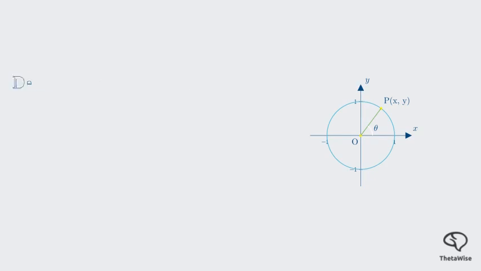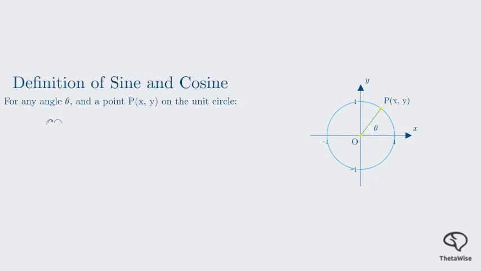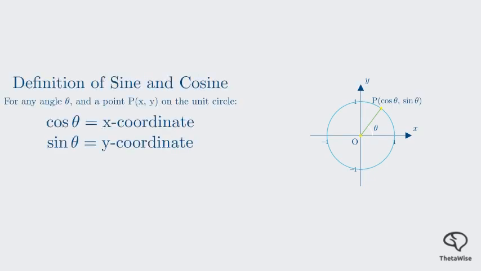This gives us a generalized definition of sine and cosine. For any point P on the unit circle corresponding to an angle θ, the cosine of θ is the x-coordinate of P, and the sine of θ is the y-coordinate of P. This means that the values of sine and cosine are always the coordinates of a point on a circle with radius 1.